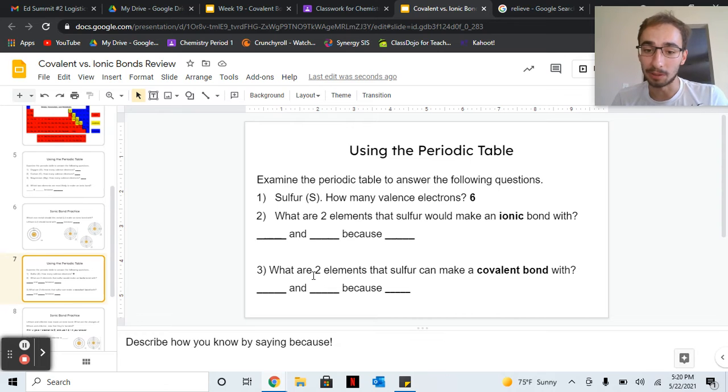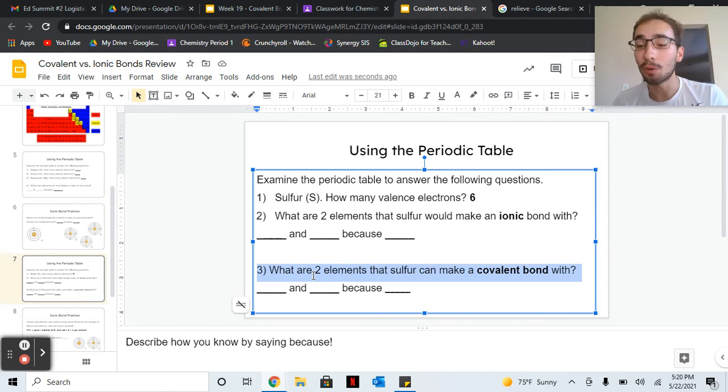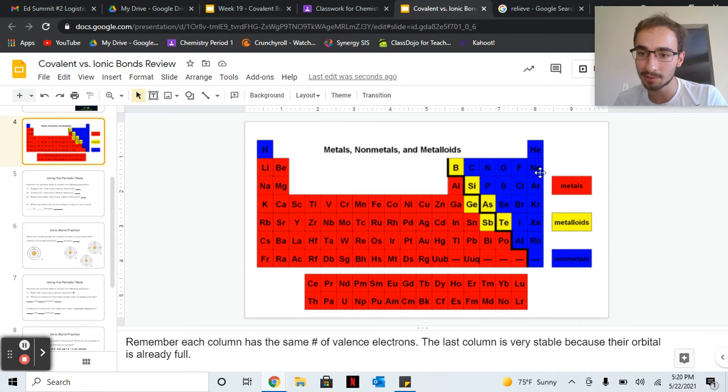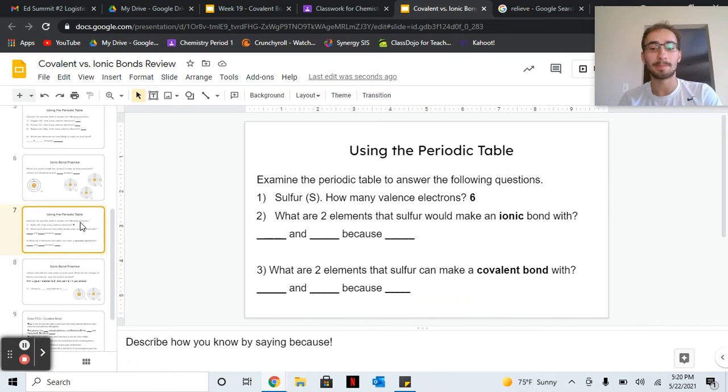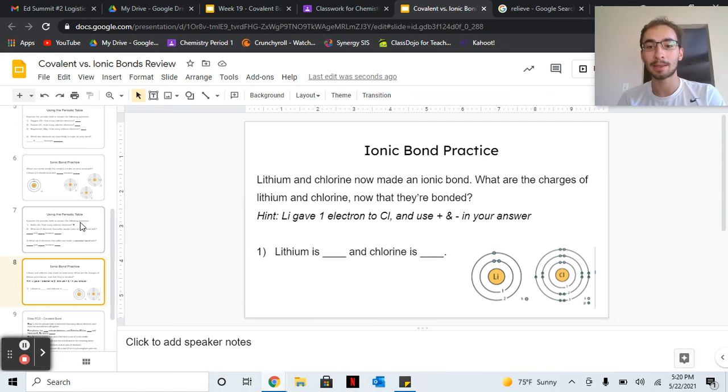This one's a little trickier. What are 2 elements that sulfur can make a covalent bond with? So you have a lot of options for nonmetals for sulfur, so I would have taken any of the nonmetals except this column. Remember, this column, unreactive, so they're not going to make a covalent bond because they're already happy. So you could have said oxygen, phosphorus, chlorine, hydrogen, any of those nonmetals, except the last column.